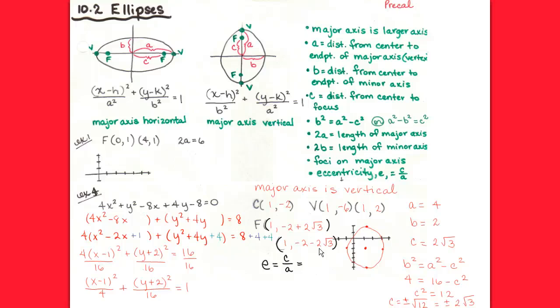All right, and then the last thing that they wanted was our eccentricity. Our eccentricity is our c value divided by our a value. So our c value, remember, was 2 square roots of 3, and our a value was 4. So we can put 2 square roots of 3 over 4, reduce, and we've got square root of 3 over 2. So again, that's as bad as they get.